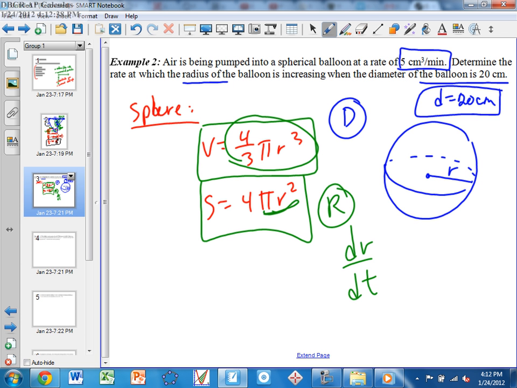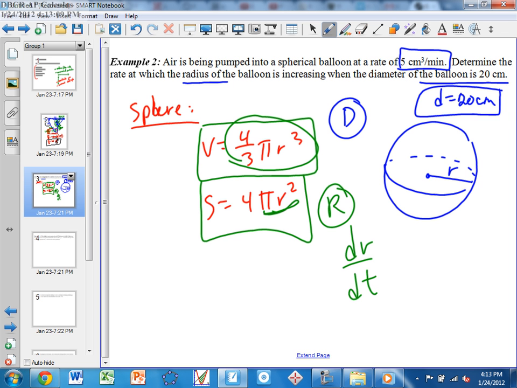Very good. So again, look, air is being pumped into a spherical balloon at this rate. How did you know it was volume? I don't see the word volume on here anywhere. Because it's cubed. Take a look at the units. Remember the units I keep talking about? If you look at the units, you're going to see centimeters cubed per minute. When you see centimeters cubed, it means that it is changing in volume. If it was centimeters squared, what would it be changing? Area. If it was just centimeters? Length. Very good.